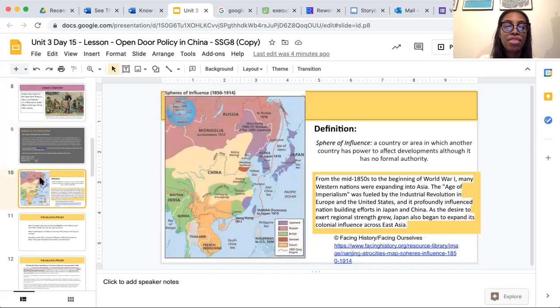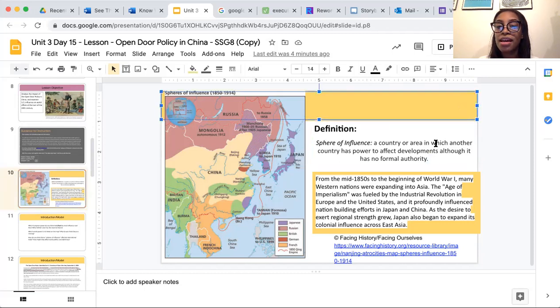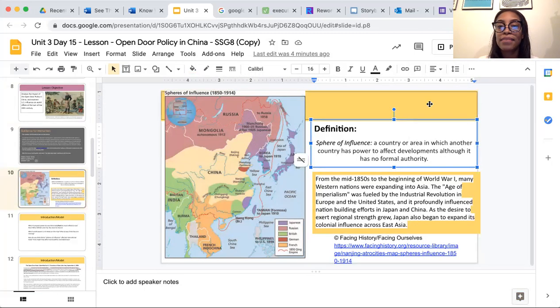The great thing about this lesson is that you have a beautiful definition of the spheres of influence. You can actually provide this definition in your students' home language, have them see it, look at it side by side, as well as this here. You can just copy and paste it right into Google Translate.